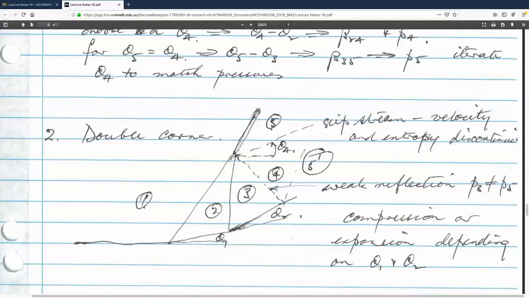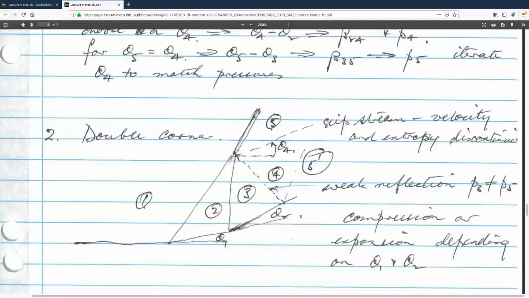And coming away from here will be a weak reflection coming from this intersection, because this flow may not be at the right angle, theta 2. So I might have to have a weak reflection, and P3 won't be equal to P5. So I have to have another weak wave here. And that weak wave could be a compression or an expansion, depending on theta 1 and theta 2. And it can be either. So it's quite complicated.